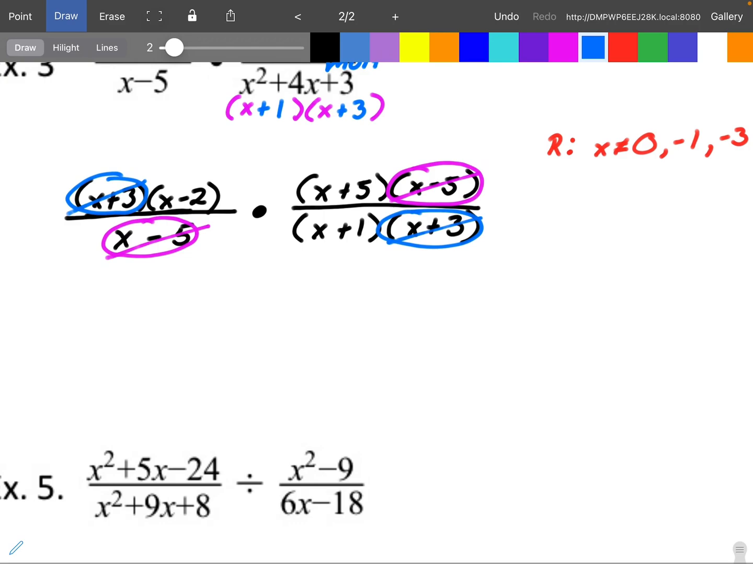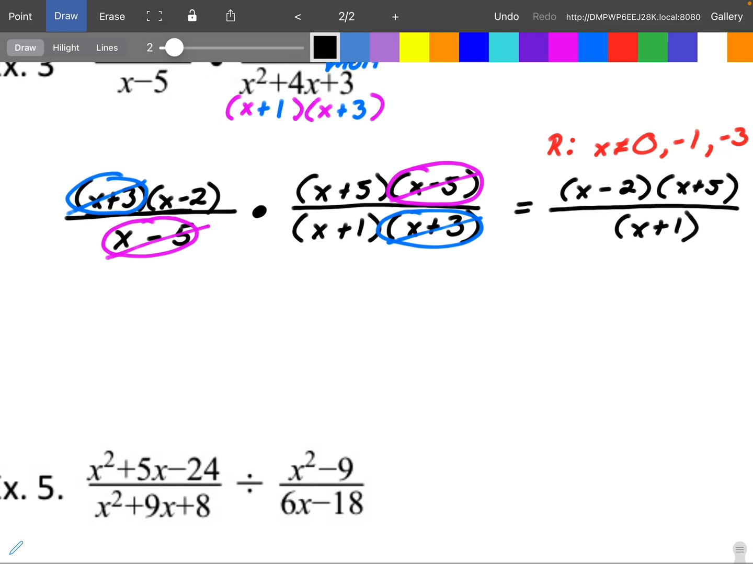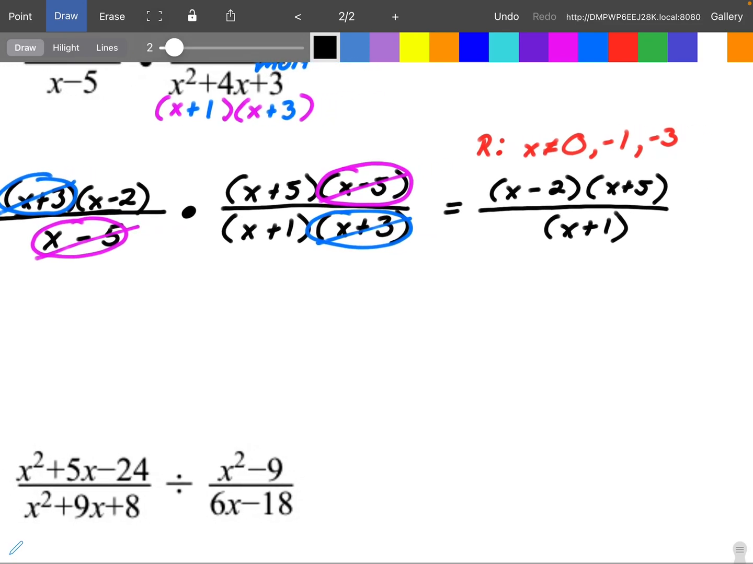Now those are the only things I see that cancel out, and there's no numbers to simplify, therefore whatever is left is my answer. So in the numerator, I have the x minus 2 left in the first fraction, and I have an x plus 5 left over in the second fraction. So that's my numerator. In the denominator, the only thing I have left out of either of my denominators is that x plus 1. And so then that's my answer, all simplified out. So I have my restrictions and my simplified answer.